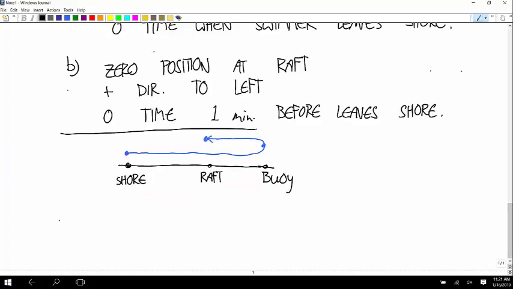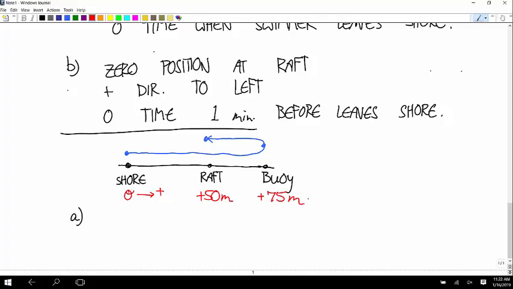So for part A, we said that zero position is going to be at the shore. So this is our zero position. Whenever the swimmer is at the shore, the label of that position is 0. And the positive direction is to the right. So if you start at 0 and go 50 meters in the positive direction, what's the position? Yep, plus 50. And then if you go another 25 meters in the positive direction, what's the label? That's right, positive 75.